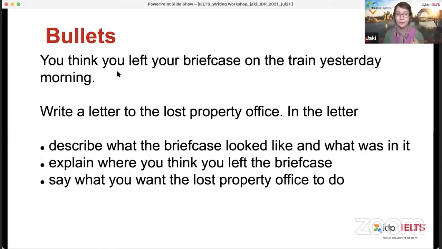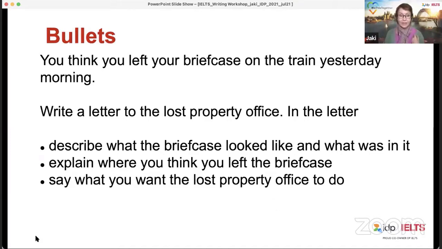So let's have a look at this one. You think you left your briefcase on the train yesterday. Write a letter to the lost property office. In the letter, describe what the briefcase looked like and what was in it. Explain where you think you left the briefcase, and what you want the lost property office to do. Now be careful. Can you see in this bullet there's an "and"? Make sure you do both parts, what it looked like and what was in it. Okay, where you left it and what you want the lost property office to do.